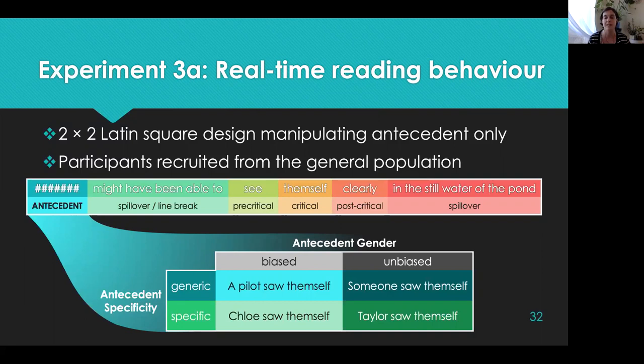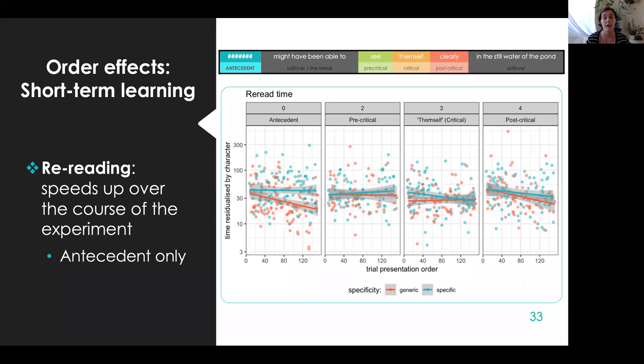So this is, I would say, a fairly representative group of the Newcastle area, a range of ages and a range of genders. What we can see from this is a very brief look at how people progressed over the course of the experiment. In general, there's not a difference at all in the pre-critical region, the one that precedes themselves. The post-critical region slightly gets faster, or even in the critical region themselves.